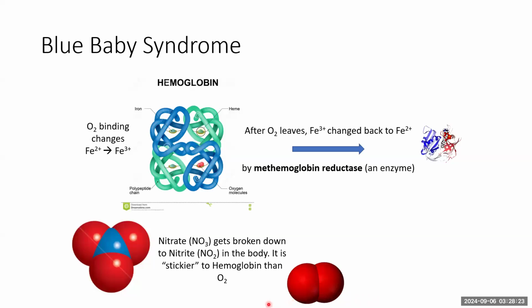And so because nitrite is so much stickier to hemoglobin, this enzyme can't remove it. And so the nitrite remains stuck to the iron, keeps it oxidized, can't be reduced back to its original state, and it can't pick up more oxygen. So in babies, they go blue because they are losing oxygen. They're going cyanotic because they cannot get any oxygen.